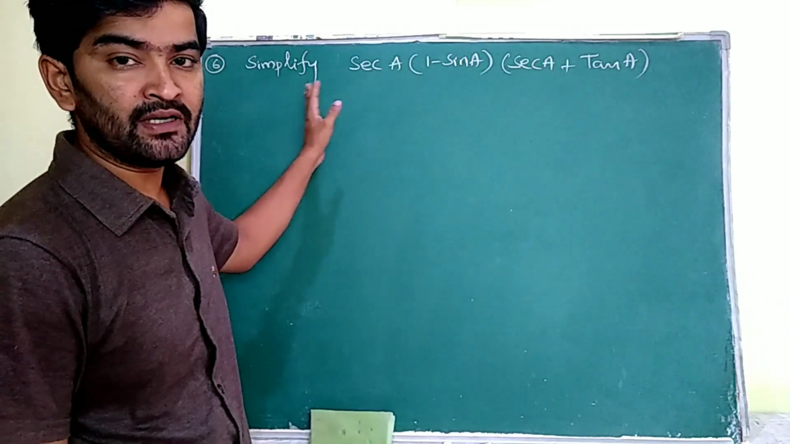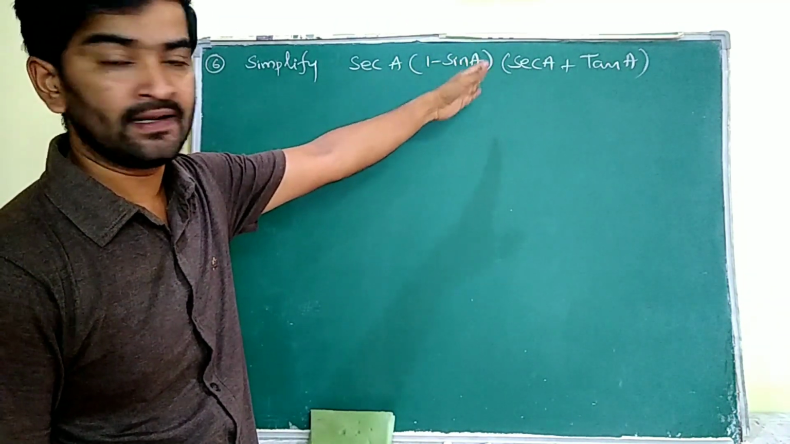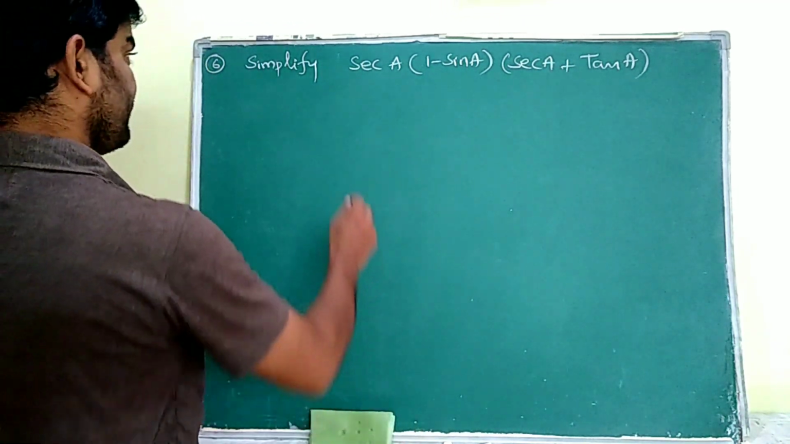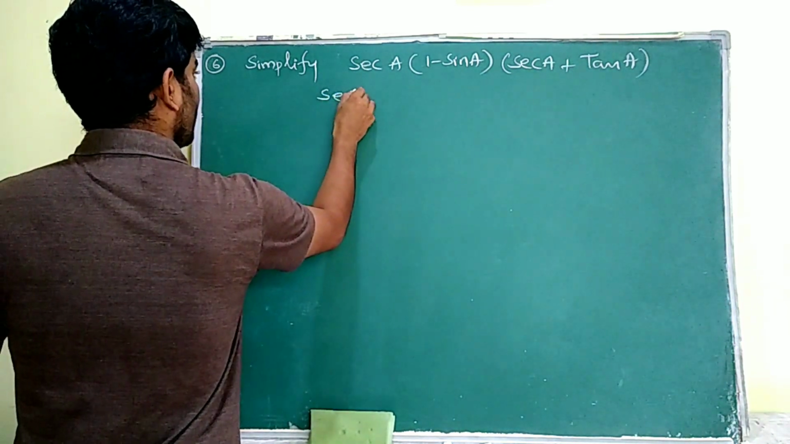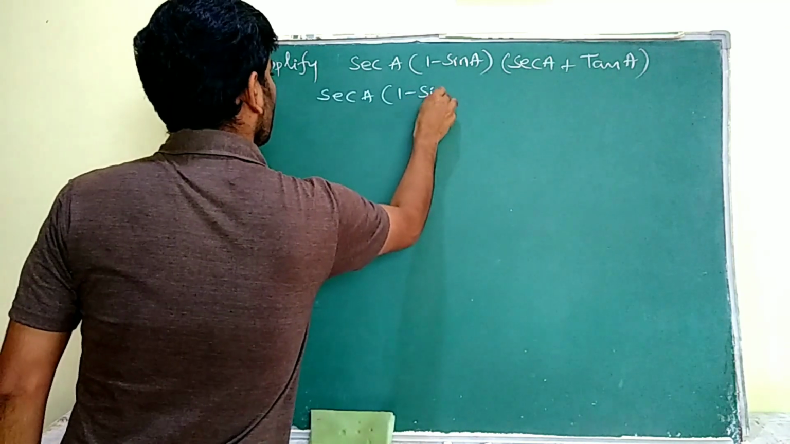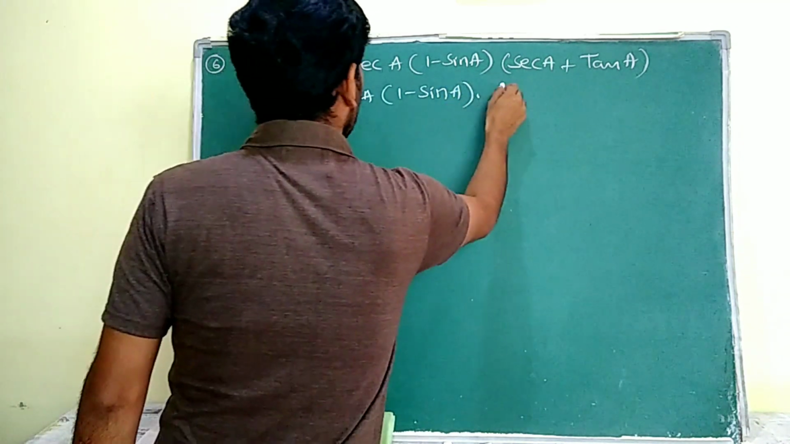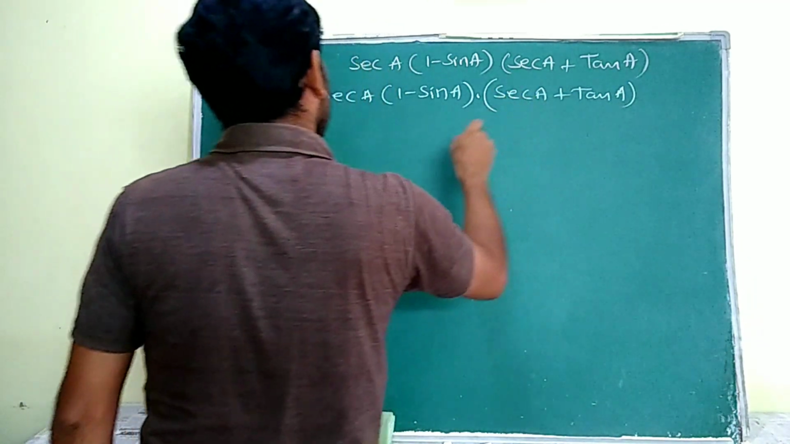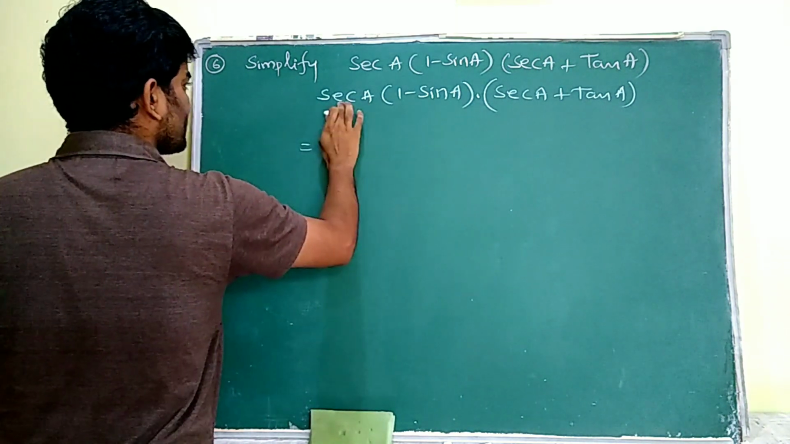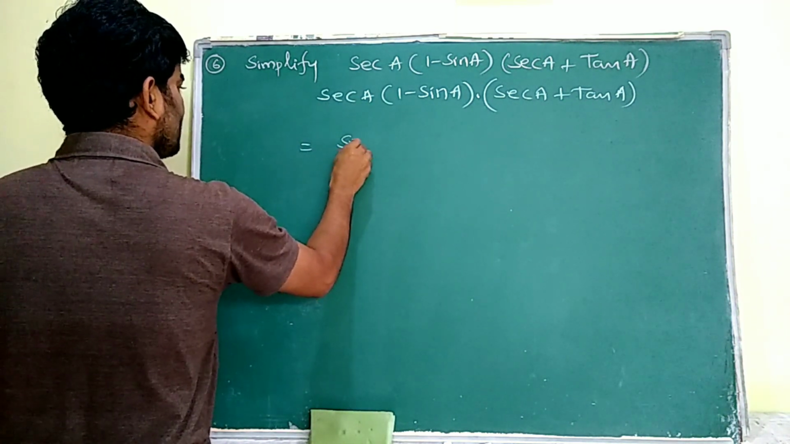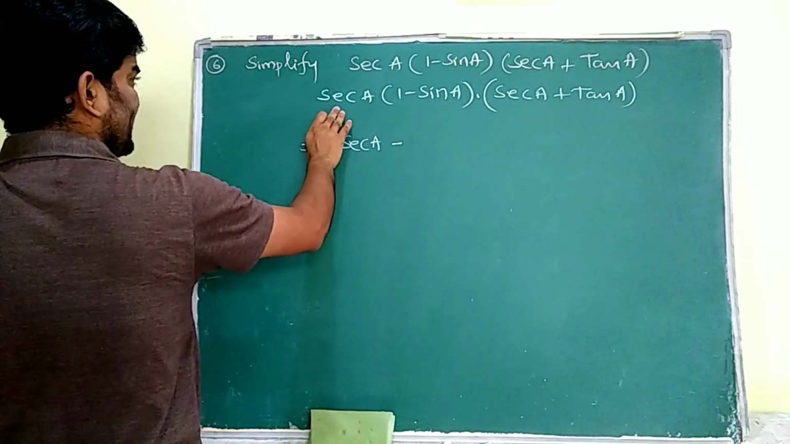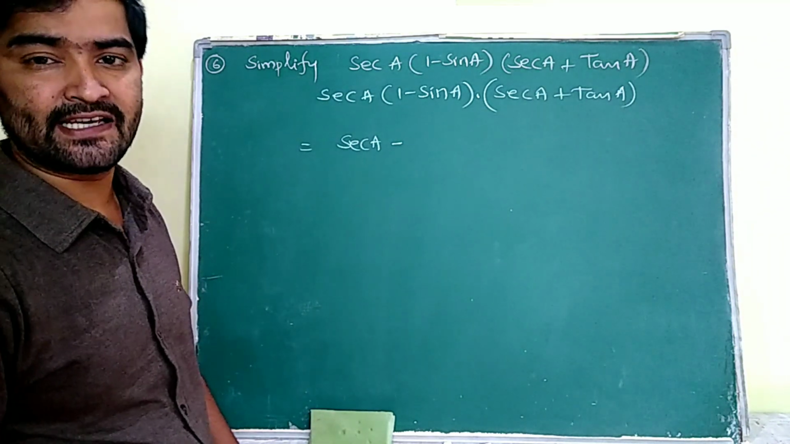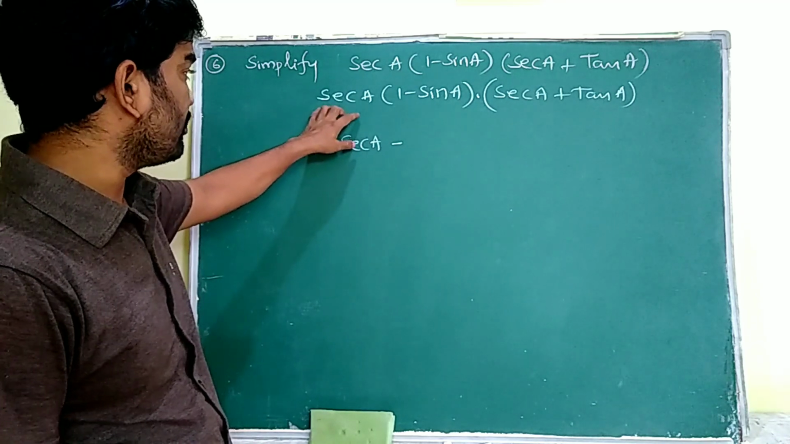See ma, secant A into 1 minus sin A into secant A plus tan A. This will be simplified now. For that, just write the given question. Secant A into 1 minus sin A into secant A plus tan A. See ma, first multiply these two terms. Secant A into 1, secant A we know. Now, secant A into sin A ma. Secant A into sin A means it is tan A.